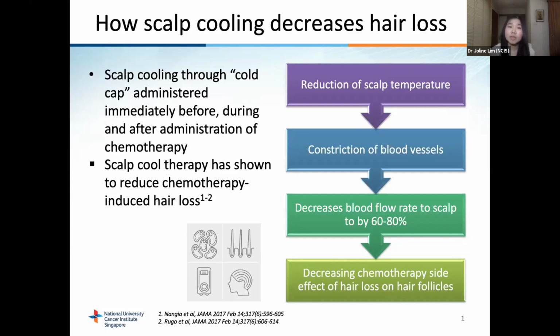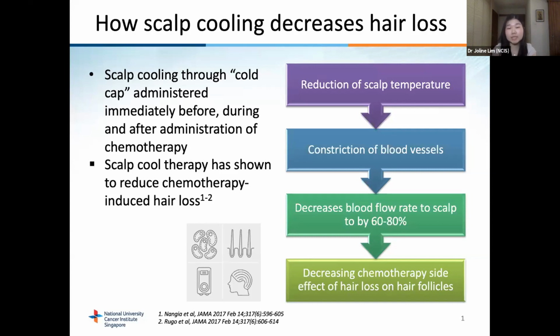So how does scalp cooling actually work? It is a cold cap that is administered and worn on the head, and it has undergone many iterations. When it first started, it was literally a cold cap that was put in the freezer, brought out and put onto the head, and then exchanged with another cold cap when the cap was no longer cold. And currently there are machines that can maintain the temperature and therefore deliver continuous cooling of the scalp.